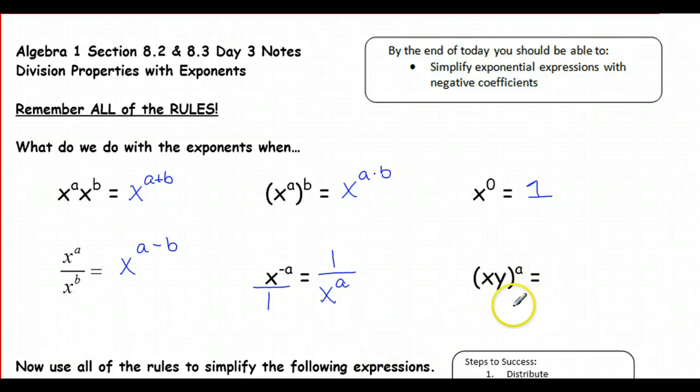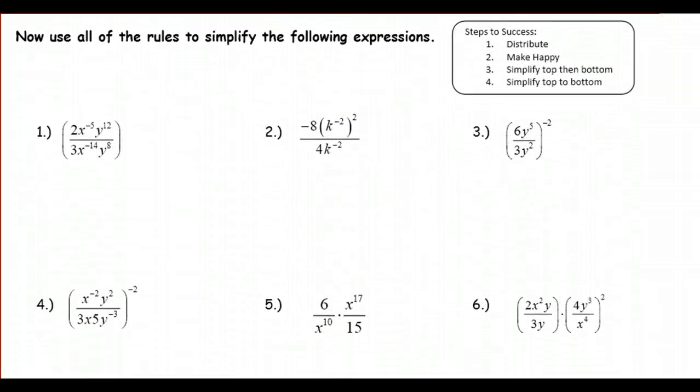Here we have a product raised to a power. Each of our factors inside of the parentheses has to have our exponent distributed to it. So in this case, we'd have x to the power of a and y to the power of a. And we would write it like this, x to the a, y to the a. Alright, so let's go ahead and practice putting all of those rules together.